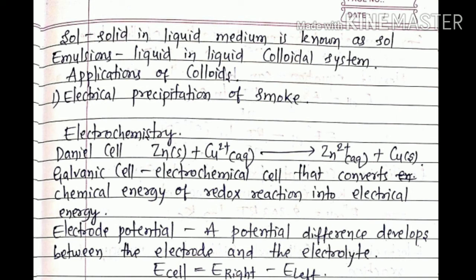So then we have applications of colloids. The first one is electrical precipitation of smoke. So this is all about surface chemistry. We'll discuss the remaining concepts in our next video.